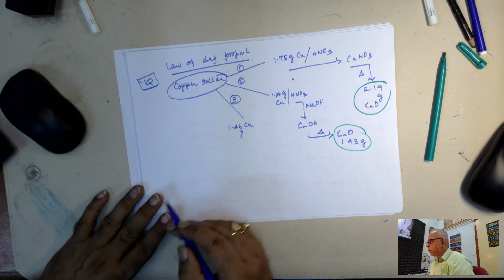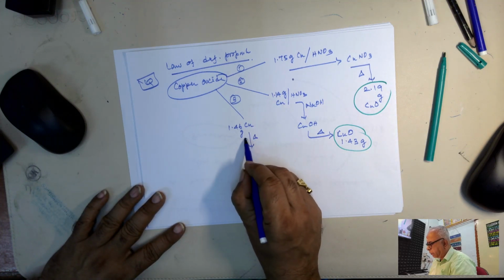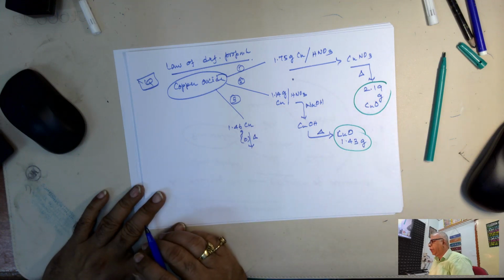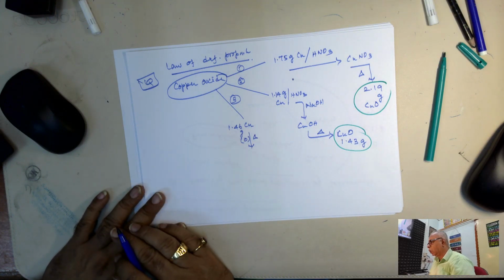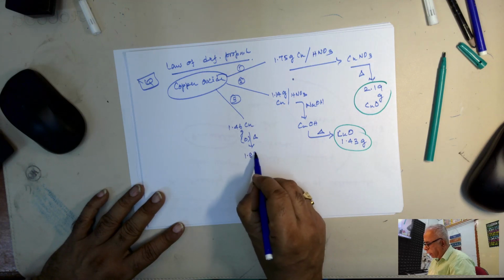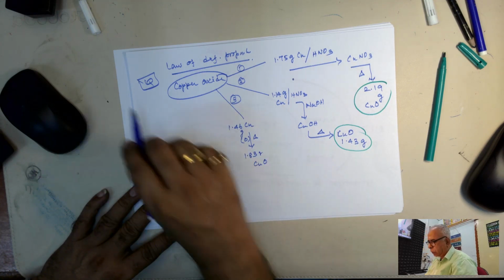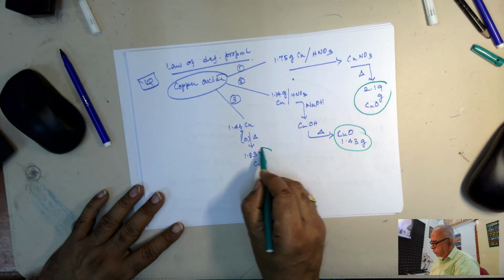Now in the third case, we take 1.46 gram of copper once again, and that is strongly heated in air, in the presence of oxygen. It directly gives 1.83 gram of copper oxide.